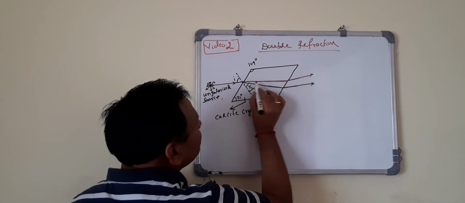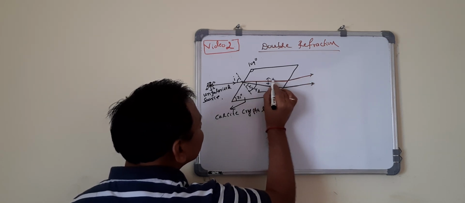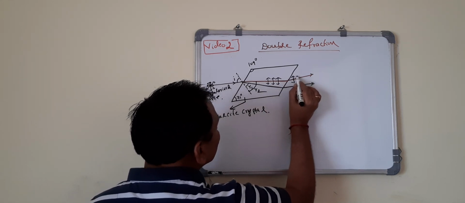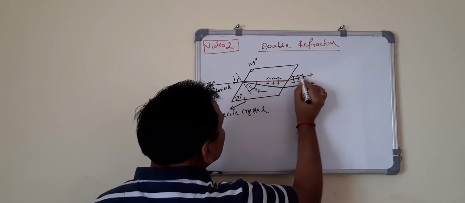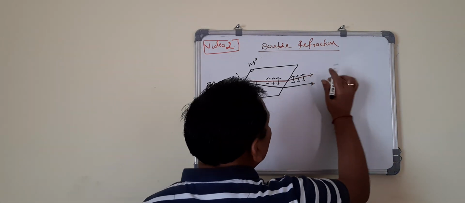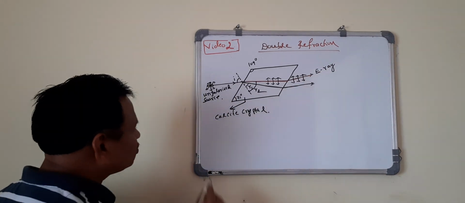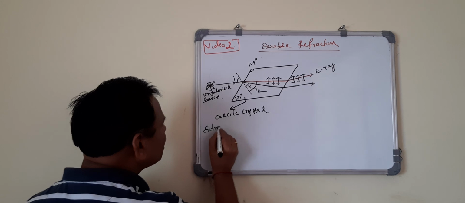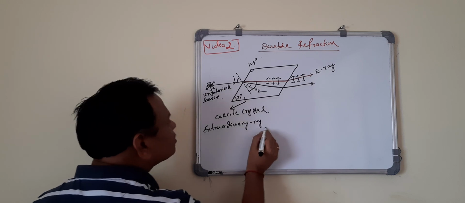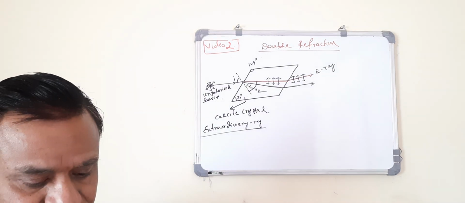Here, the red line I draw now, the vibrations are like this. It is in the plane of propagation of the light. This ray I will call the E ray. E ray means extraordinary ray. In short, I will call the other one the O ray.